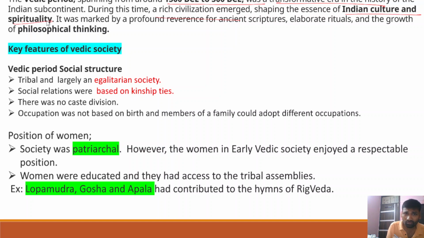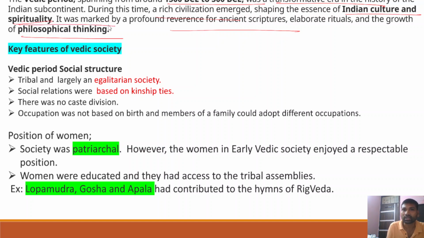Okay, so it is also marked by profound reverence for ancient scriptures. There were elaborate rituals, and growth of philosophical thinking has also taken place. So what do you mean by philosophical thinking? Philosophical thinking means thinking about the process of rebirth, karma, dharma, and danda, everything. So all of it is considered philosophical thinking.